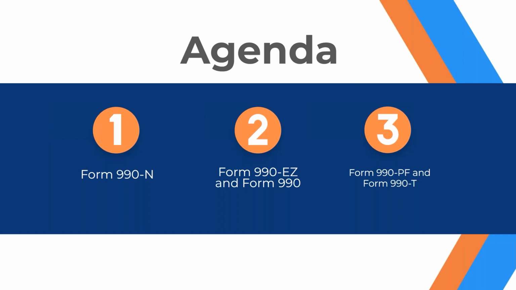So today we will talk about all the details with the 990 series forms, including the 990N, the 990EZ, the 990 long form, the 990PF, and the 990T. Keep in mind what form you file will depend on your classification and gross receipts.